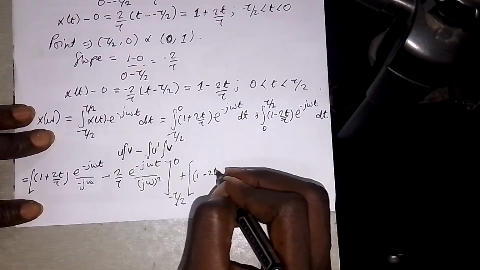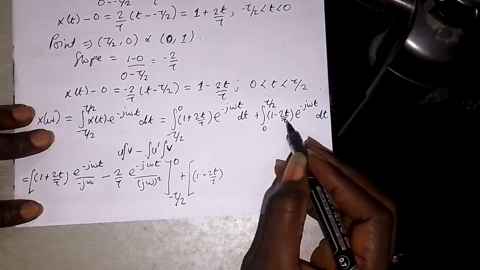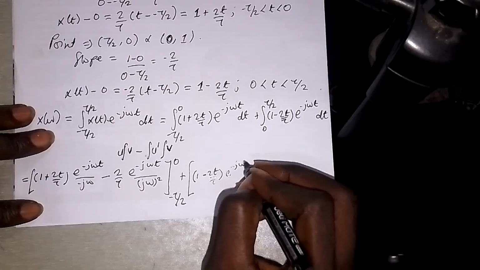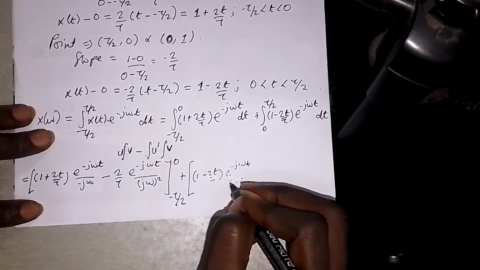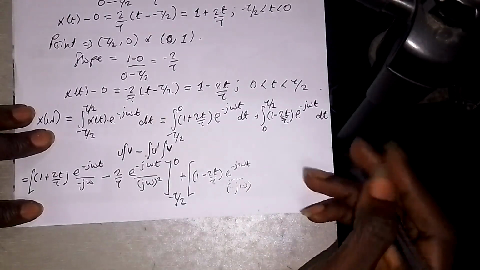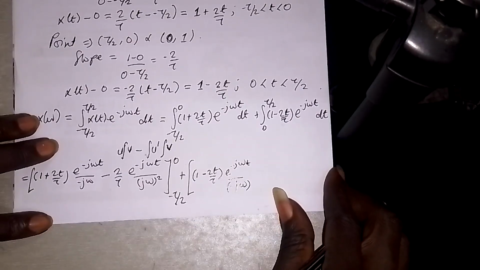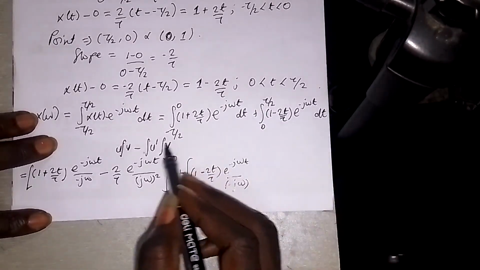So minus 2t on tau. Then I'm going to differentiate this guy. If I differentiate this guy, I have minus j omega t over minus j omega. Now I'll go to the next part. What will be that particular next part? The next part will be this place.